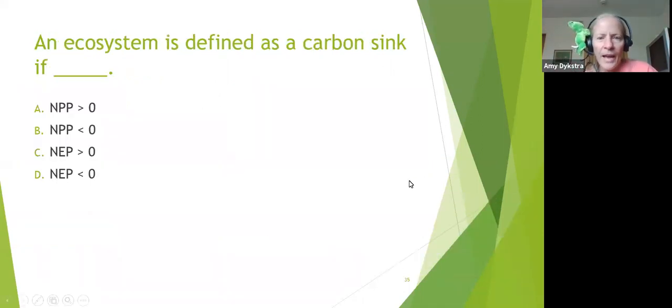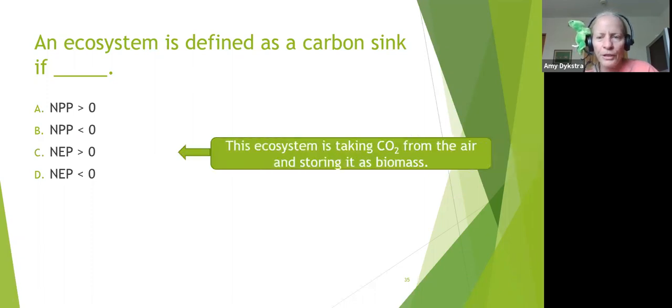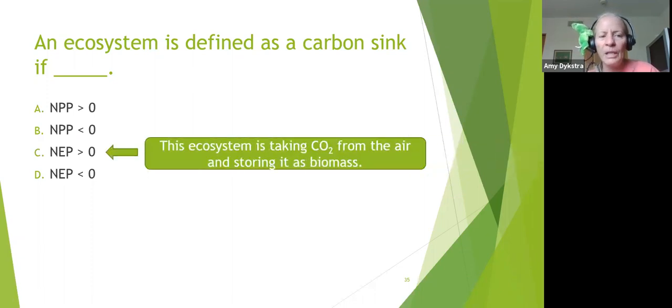So the question that I had you answer at the end of that last video snippet was this one, and hopefully you came up with NEP greater than 0 means that this ecosystem is a carbon sink, because this ecosystem is taking carbon dioxide from the air. The CO2 is like sinking into the ecosystem and being stored as biomass.